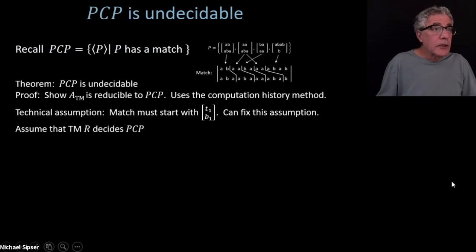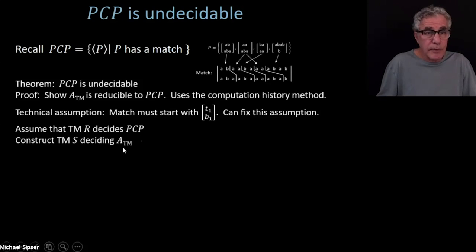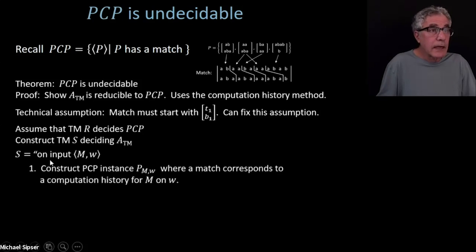So now we're going to reduce ATM to the PCP. Assuming we have a machine that decides the PCP, we're going to use that to make a machine that decides the ATM, as before. So here's the Turing machine S, which is going to decide ATM. The way we're going to do it is like this. We're given M and W. We want to know, as always, does M accept W?